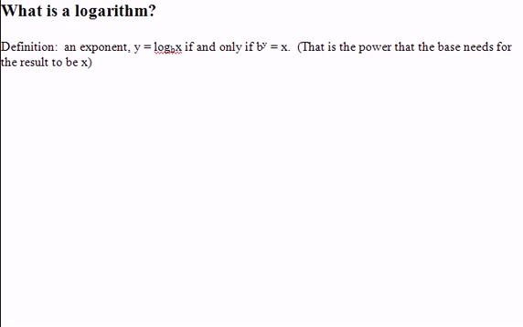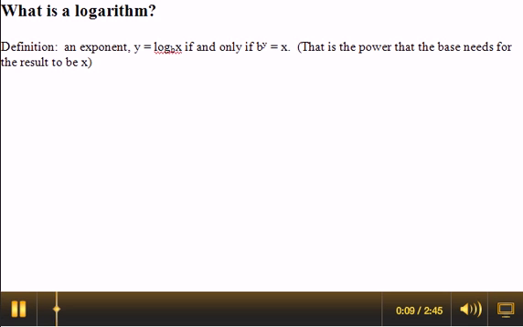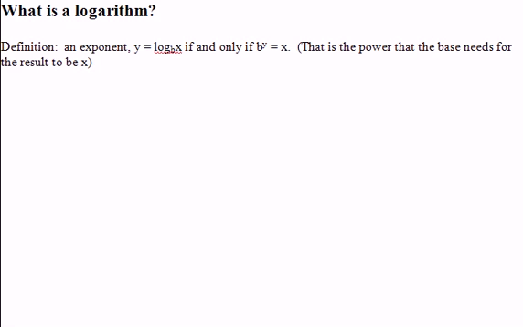What is a logarithm? Let me tell you this. The definition of a logarithm is an exponent. And if we read this carefully, we can kind of figure out what's going on here. So, it is an exponent. We will read this: log base b of x equals y if and only if b to the y equals x. Great. What does this mean?